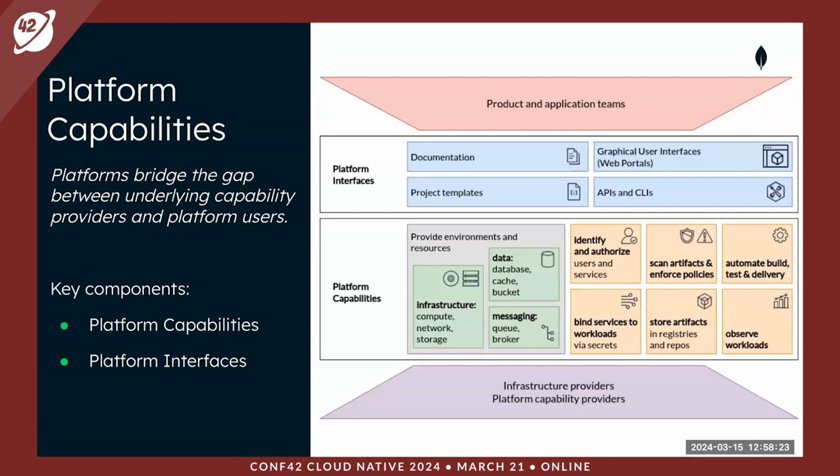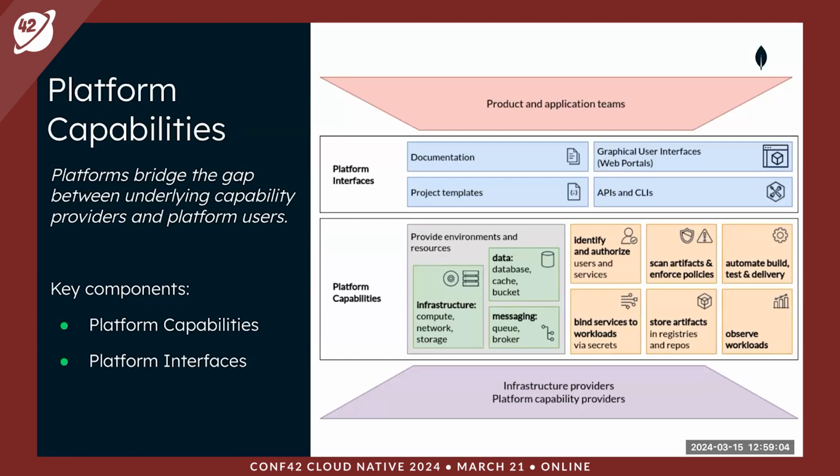So a platform offers and composes capabilities and services from many supporting infrastructure or capability providers. Platforms bridge the gap between underlying capability providers and platform users, such as application developers. And in the process, they implement and enforce desired practices that we call golden paths. Platform capabilities may comprise several features of an IDP, meaning aspects or attributes of a platform that users can use, such as observability tooling, managed databases, secrets management, and more.